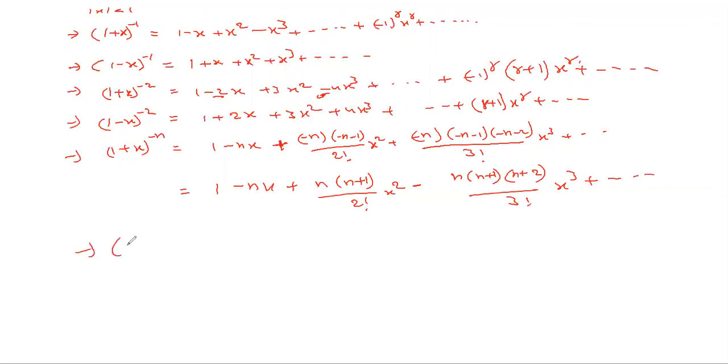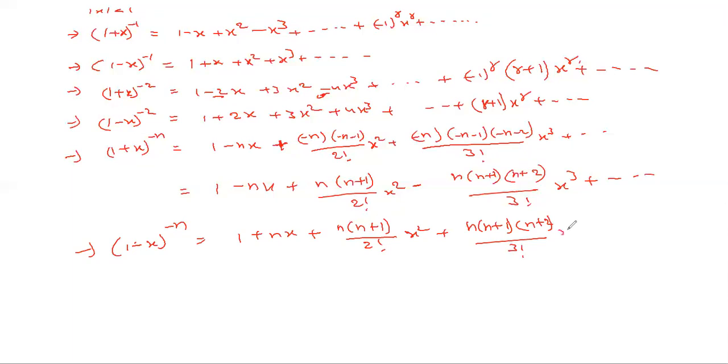Then what will be the expansion for (1 minus x) whole power negative n? In the above expansion, in place of x, negative x you need to substitute. So it will be 1 plus nx plus n into n plus 1 divided by 2 factorial into x square plus n into n plus 1 into n plus 2 divided by 3 factorial x cube plus and so on. Okay, that's it.